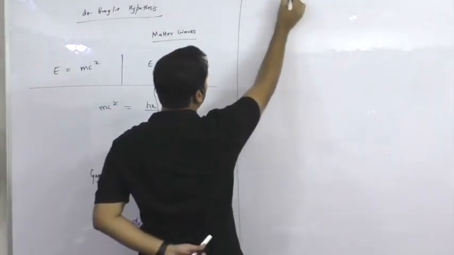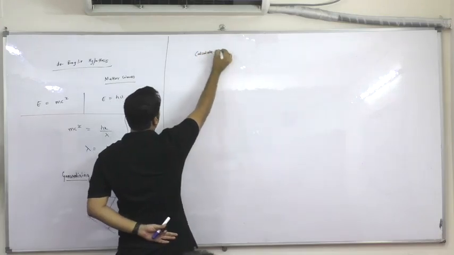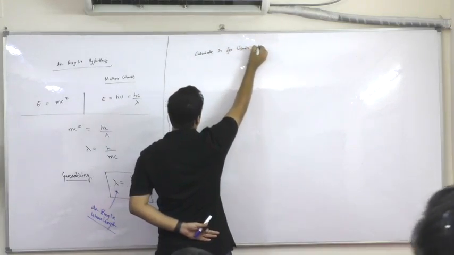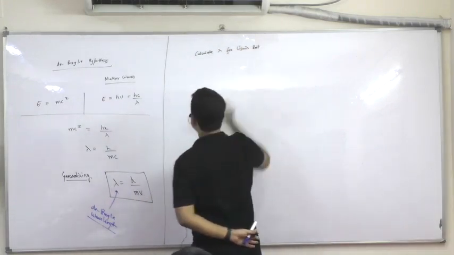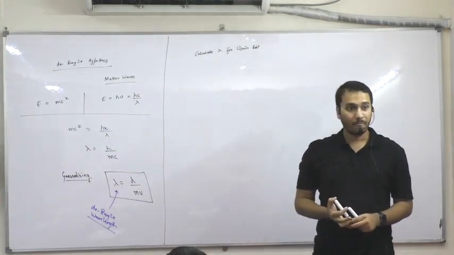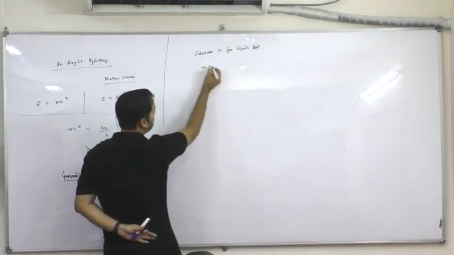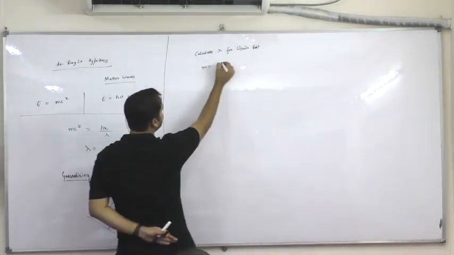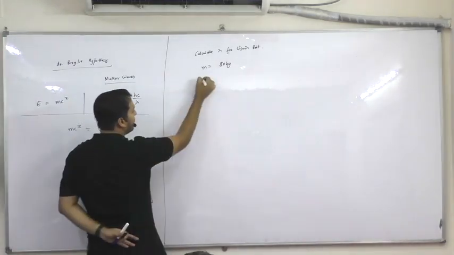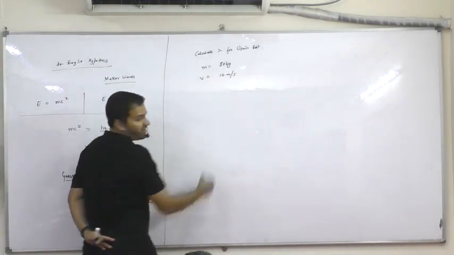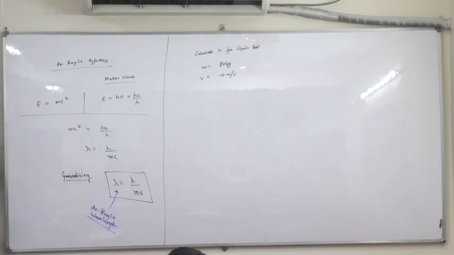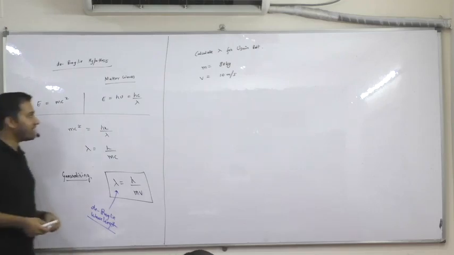So let's calculate this. Calculate lambda for Usain Bolt. What is Usain Bolt's mass? Maybe around 80 kilos. At what speed does Usain Bolt run? Let's approximate that to 10 meters per second. He ran 100 meters in less than 10 seconds, so his speed is 10 meters per second. So can you calculate lambda?